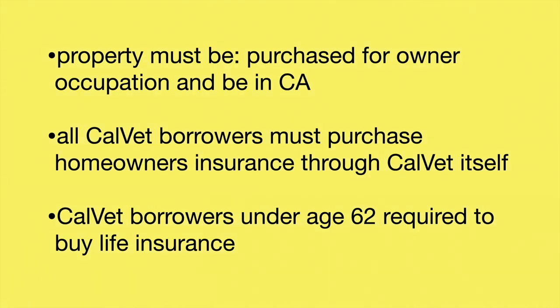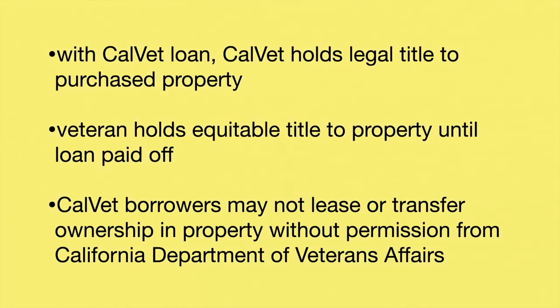All CalVet borrowers must purchase homeowners insurance through CalVet itself. CalVet borrowers under age 62 are required to buy life insurance. With a CalVet loan, CalVet holds legal title to the purchased property. The veteran holds equitable title to the property until the loan is paid off. CalVet borrowers may not lease or transfer ownership in their property without permission from the California Department of Veterans Affairs.